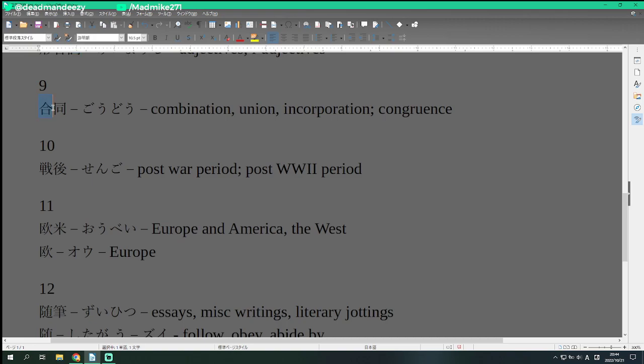Number 9 is godo. Go on the left side to suit or join, and do on the right side for the same or alike. So godo is joining into the same thing, meaning a combination, a union, an incorporation, or congruence. Godo is incorporation, joining into one, or congruence, a combination. Godo is combination, congruence, combining, union, or incorporation.